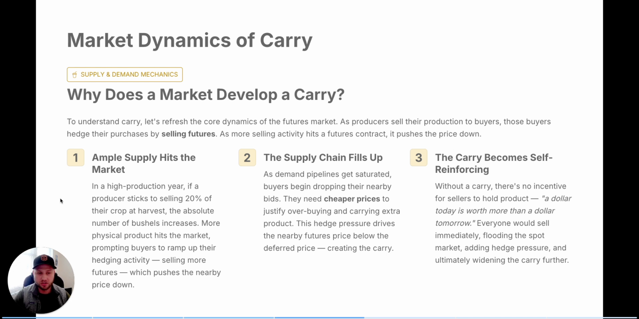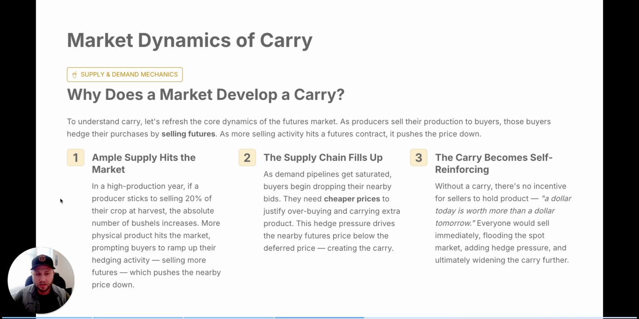But as the demand of the pipeline gets saturated from more supply hitting the market, the buyers will have to start dropping their bids, right? Essentially, they now need cheaper prices to justify overbuying more of this supply in the near term and carrying that extra product. So the additional hedge pressure is further adding to the price decline, right? And that creates that carry.